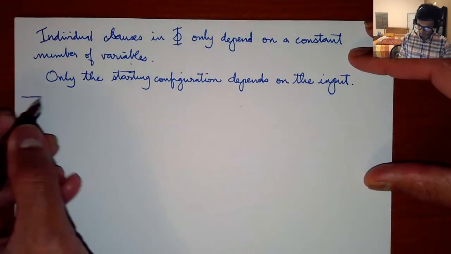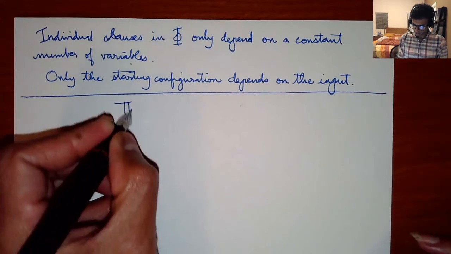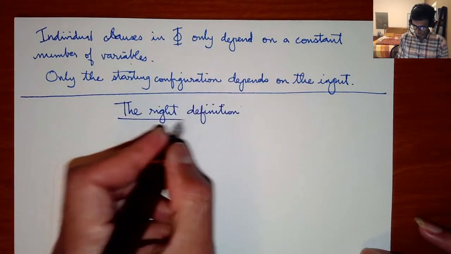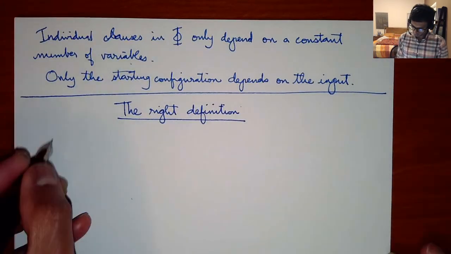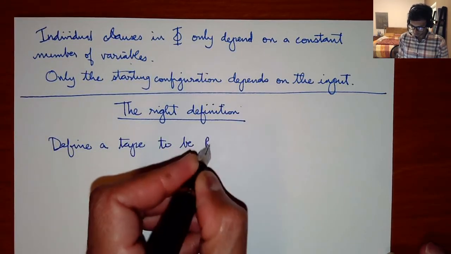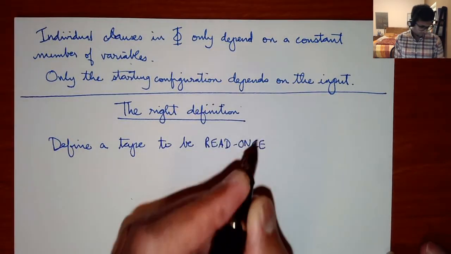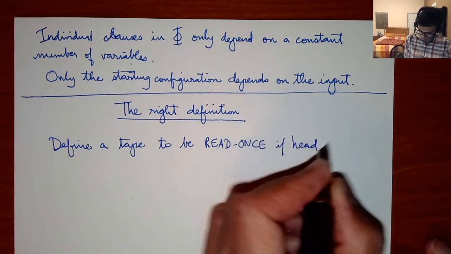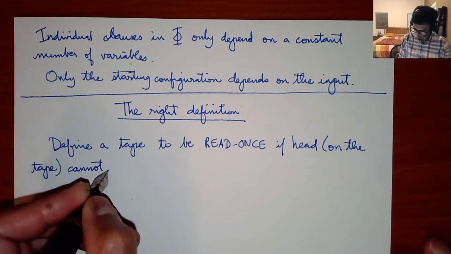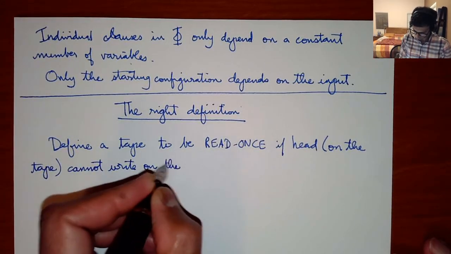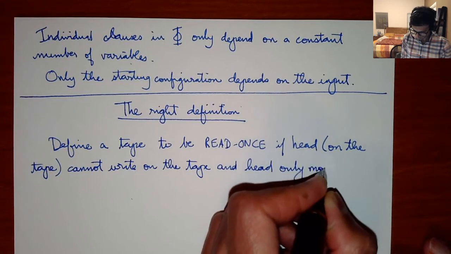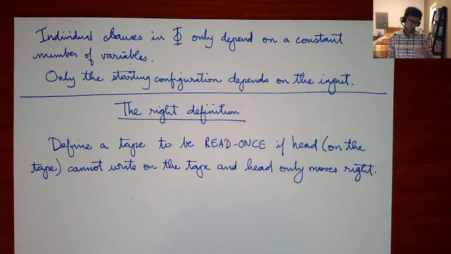So now the question is, what is the right definition? So we'll define a tape to be read once if the head on that tape cannot write on the tape and the head only moves right. So you just think of it as moving in one direction.